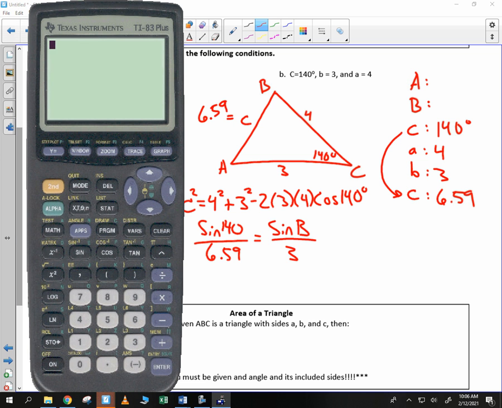And we've now done it a couple times. Can I just show you how to save a little bit of time here? To solve for sine of B, we're just going to multiply both sides by what? Just by 3, right? So if you just type in 3 sine of 140 divided by 6.59, you can see that on this side you're going to get 0.2926 is equal to the sine of B.